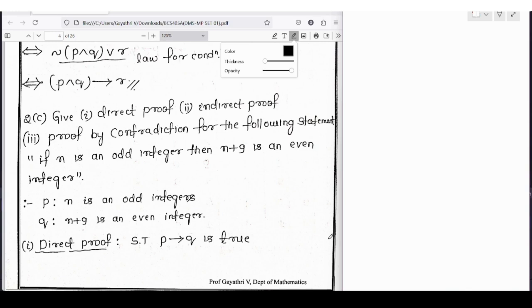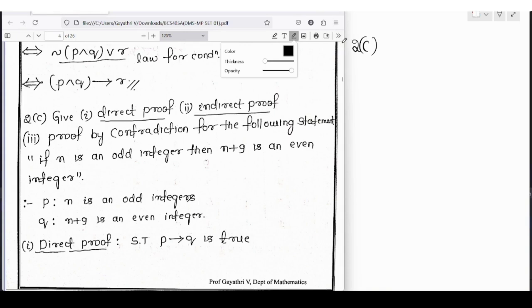In this lecture video, let us discuss problem 2C. Look at the question. Give first a direct proof, second an indirect proof, third a proof by contradiction for the following statement. The statement he has given is: if n is an odd integer, then n plus 9 is an even integer. I'll read out the statement once again: if n is an odd integer, then n plus 9 is an even integer.